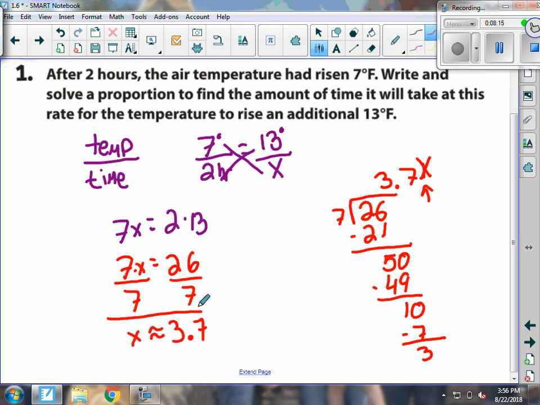But because I rounded, I need to change my equal sign to an approximately, which is just a squiggly equal sign. That squiggly equal sign means that it's approximately. That tells me that I rounded. Okay, so x is equal to approximately 3.7.